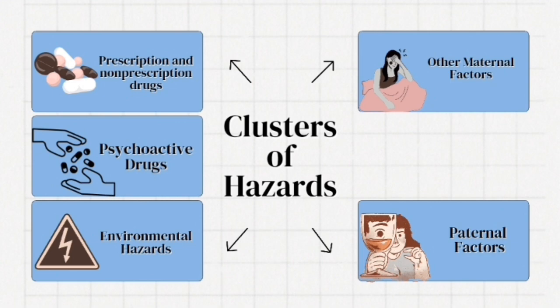Okay, next, the other maternal factors. First, rubella or German measles. In the 1964 to 1965 outbreak, rubella led to 30,000 prenatal and neonatal deaths and over 20,000 infants with severe birth defects, including mental disabilities, blindness, deafness, and heart issues.